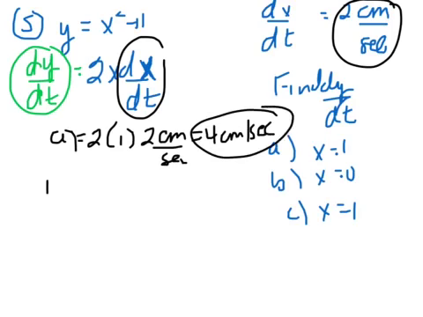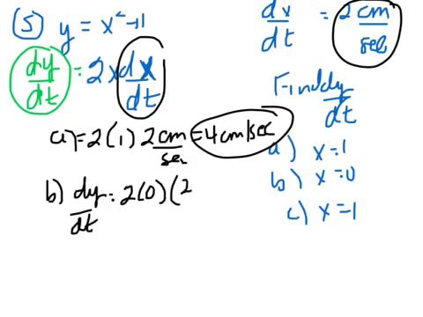Okay. For part B, we're going to do the same thing again. dy/dt is 2 times x, but this x is 0, and dx/dt is 2 centimeters per second. All that's still going to be 0, isn't it? Because we had the 0 in there. So 0 centimeters per second.